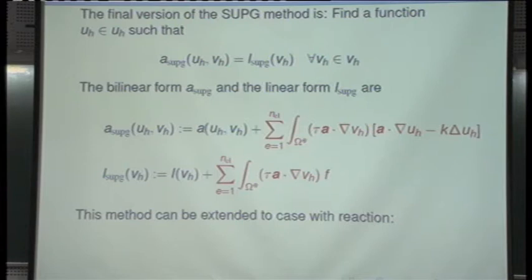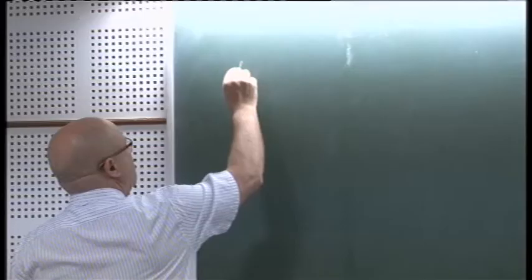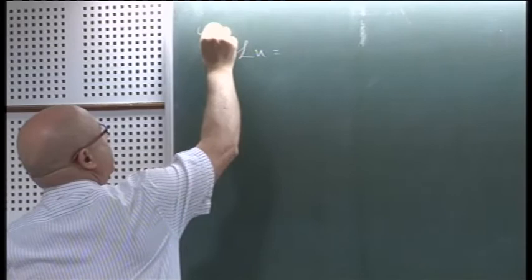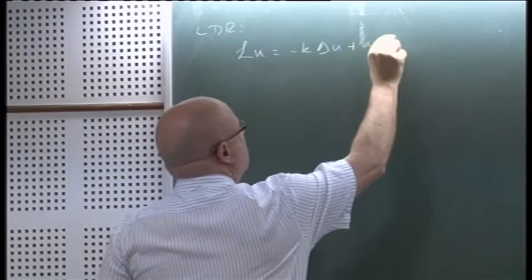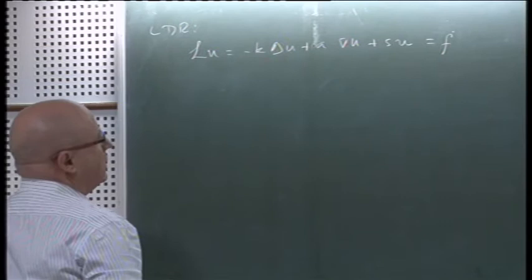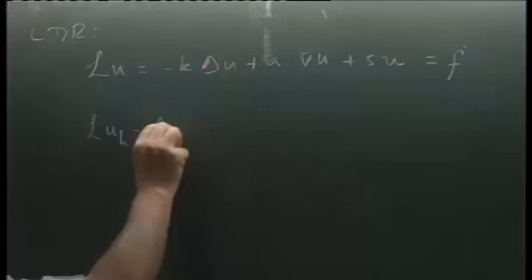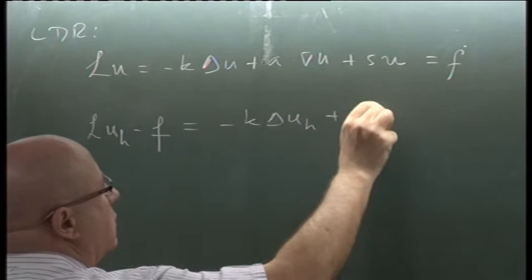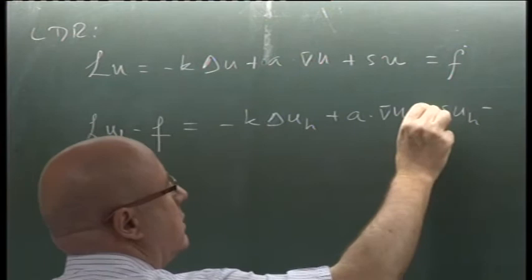We have to multiply the residual of the equation, residual meaning, from now on, the term residual will be used for the following. We have the operator L of U, which in the convection diffusion reaction equation is minus K Laplacian of U plus A gradient of U plus S U, and that has to be equal to F. So, of course, when we compute L of U_h minus F, which is minus K Laplacian of U_h plus A dot gradient of U_h plus S U_h minus F, this, for the exact solution, is zero.